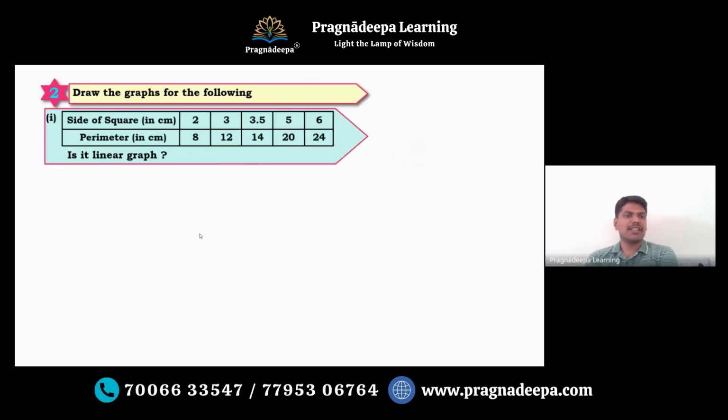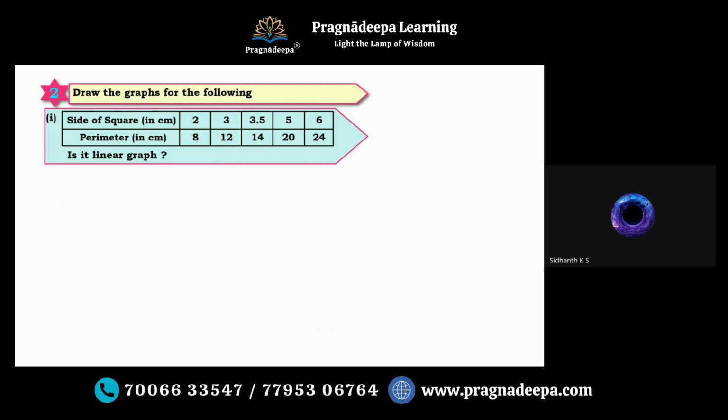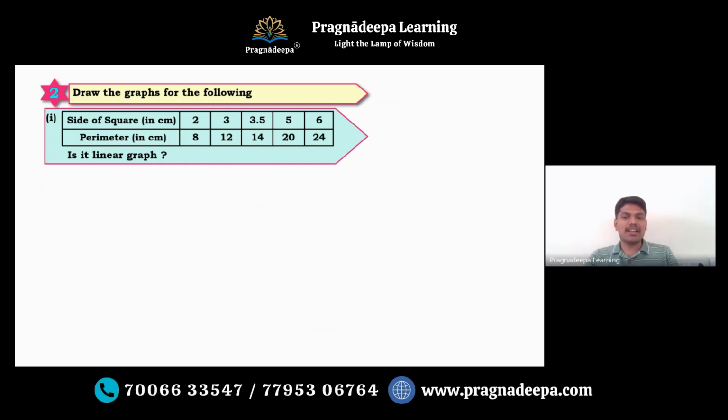Maybe you can draw graphs for all of these. And is it a linear graph? What is the meaning of linear graph? Sir, I don't know, but I think it is when everything is equal. Not everything is equal. All the points are collinear. That is why I said collinear. Okay, sir. That means if it lies on a straight line, we call it linear.